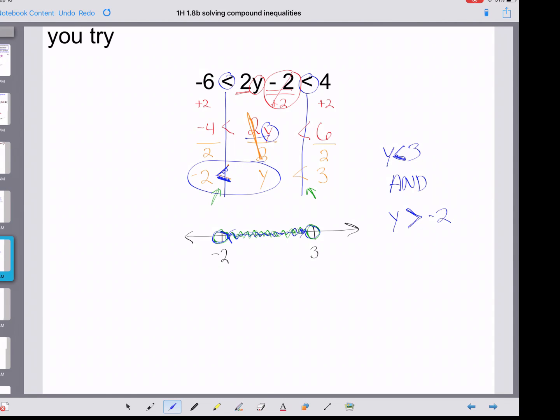Interval notation would be pretty simple. Read the graph from left to right and go negative 2, comma, 3. And then they both get parentheses because they're both not solutions, but any number between those two is a solution.